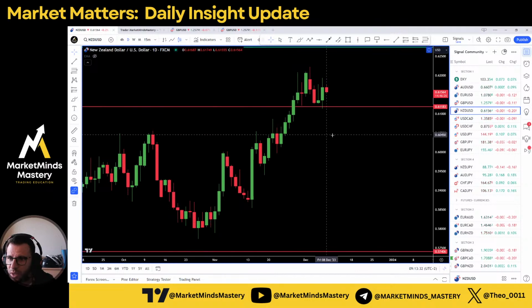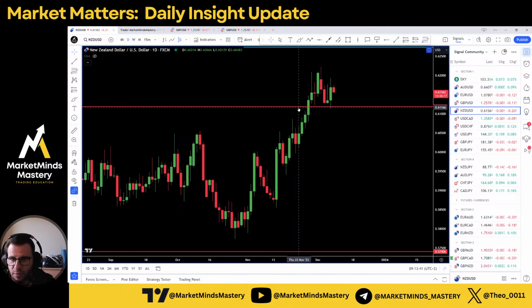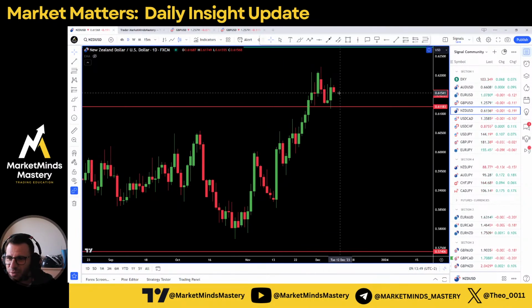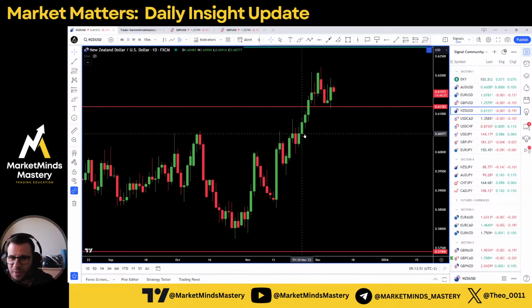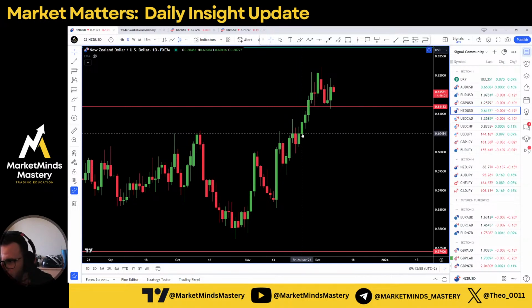New Zealand US dollar, same scenario as the Australian dollar, bullish engulfing, but the market first needs to wait. I think they're going to just drift around, and during the New York session after the non-farm payroll, we'll get some directional move.